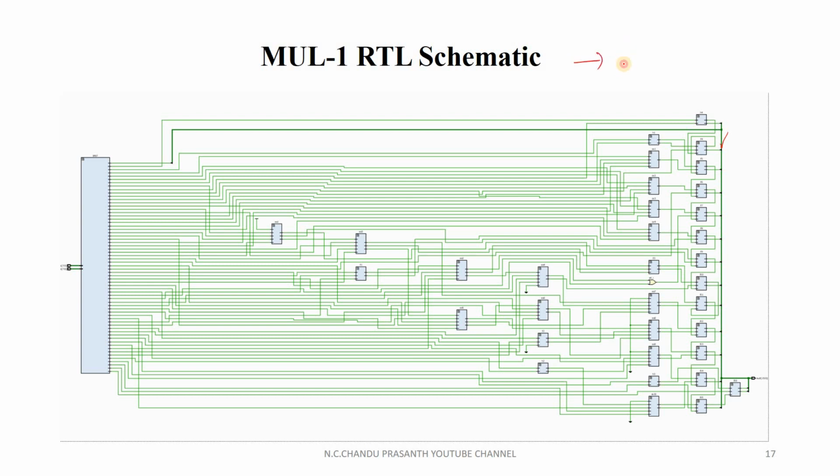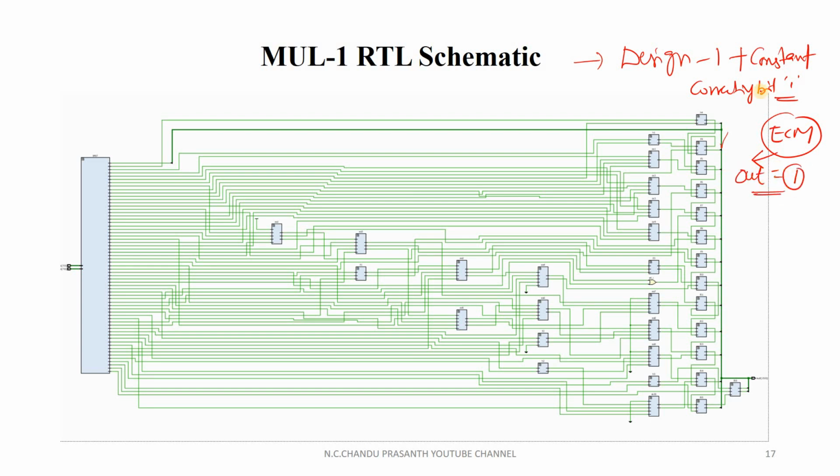Multiplier 1 means our approximate design 1 with constant correcting bit 1. Here there is no error correcting module. The output of the error correcting module is assumed as logic 1. That is the definition of constant correcting bit. Okay, so this is the multiplier 1 RTL schematic.